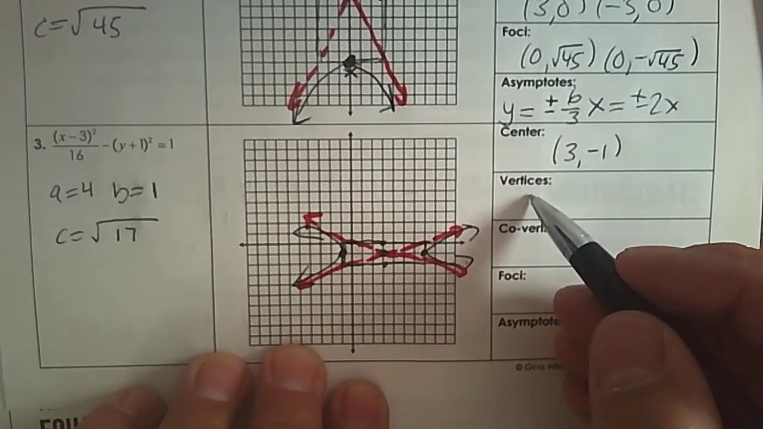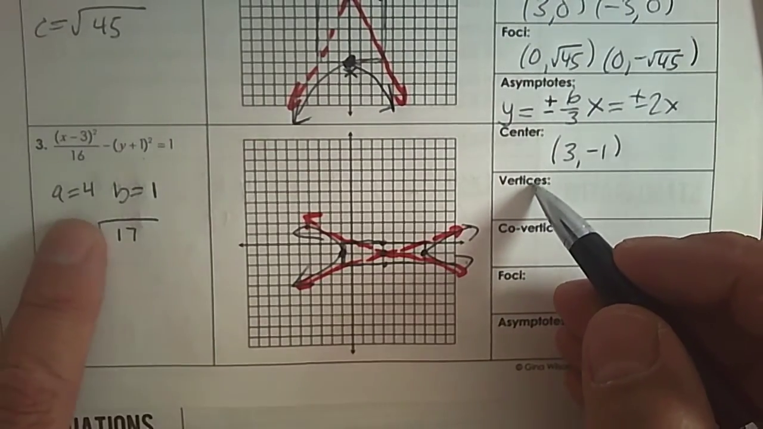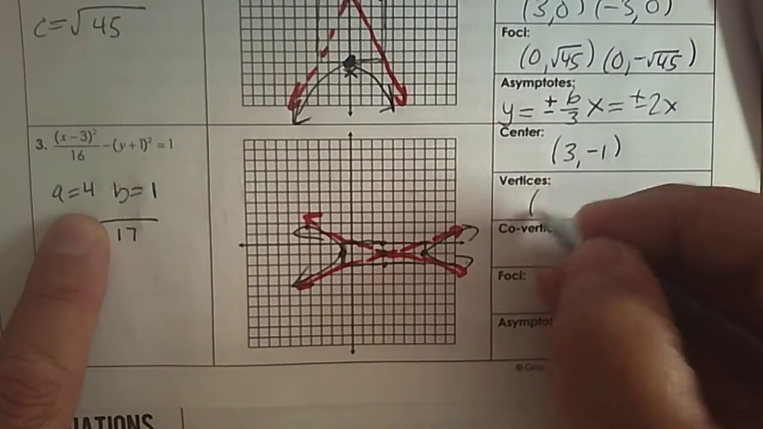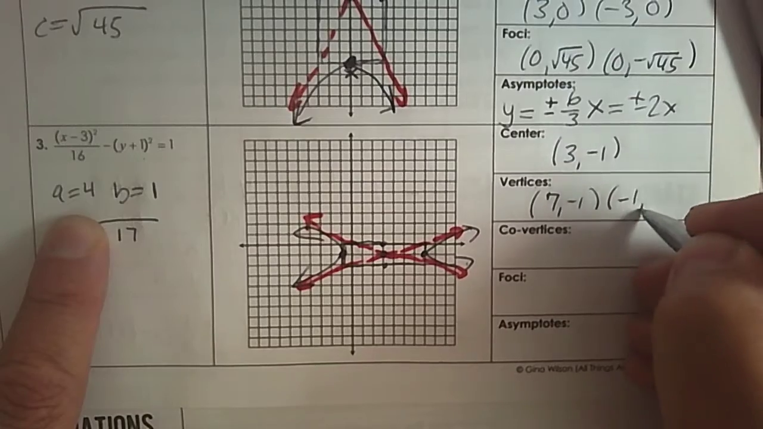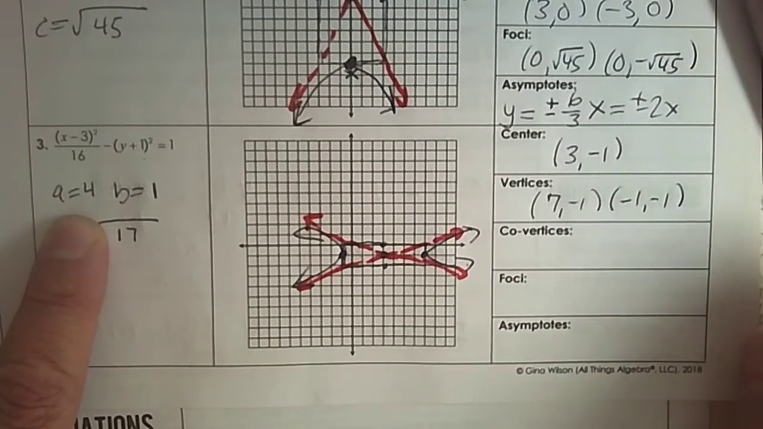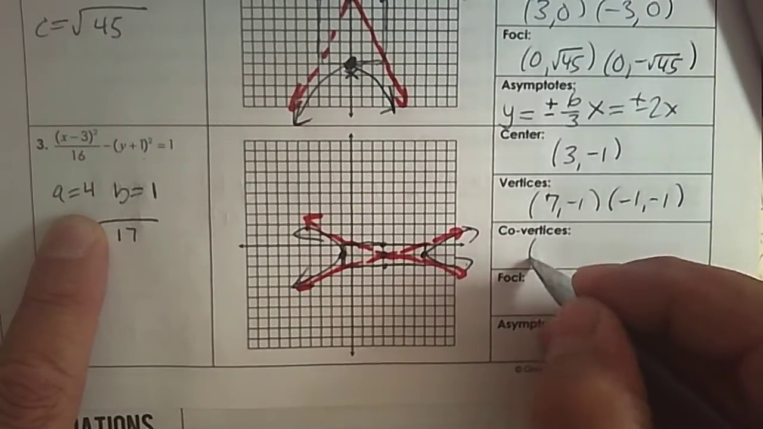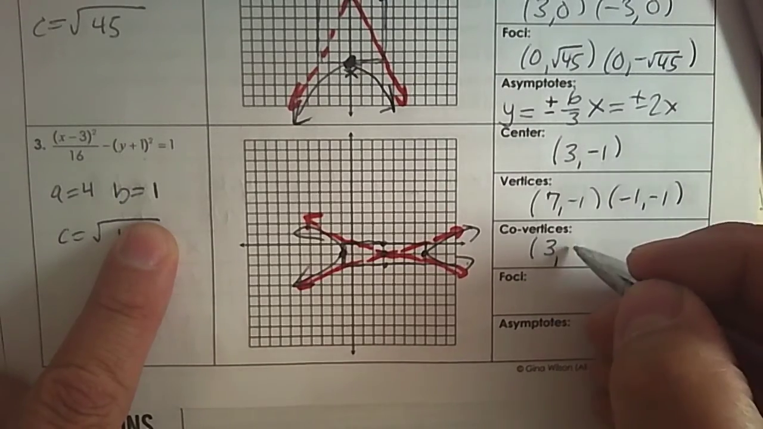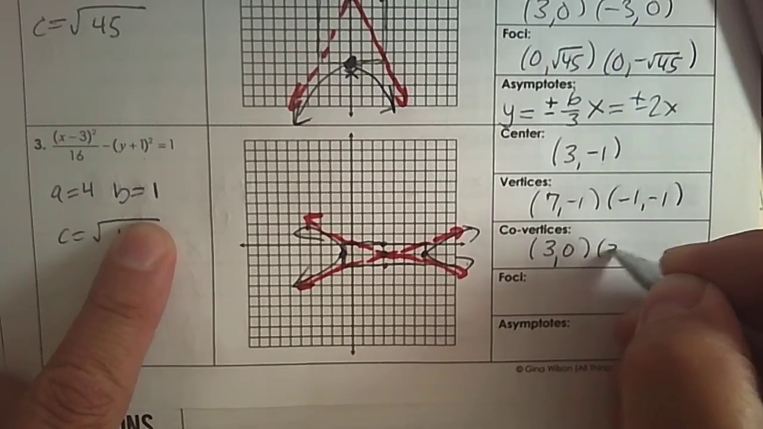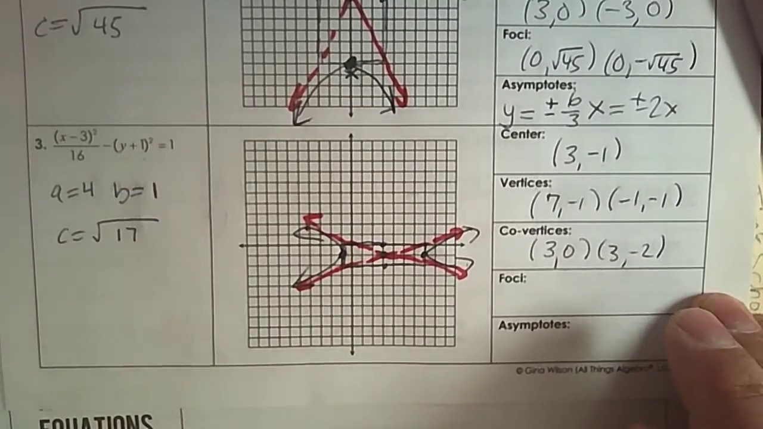So to find the vertices, what was a again? It was 4. So you add 4, that's 7, or subtract 4, that's negative 1, and the y-coordinate stays the same. The co-vertices is 1, so the x stays the same. Add 1, that's 0. Subtract 1, that's negative 2.